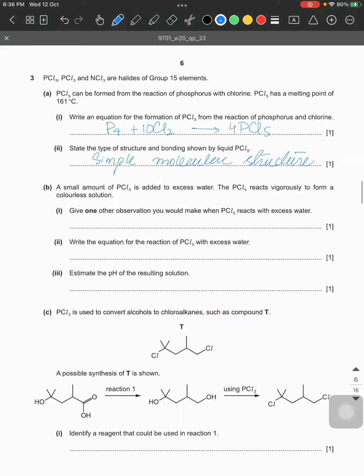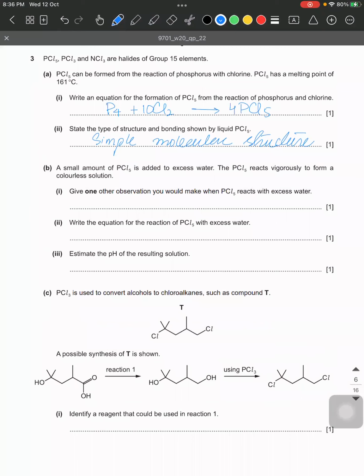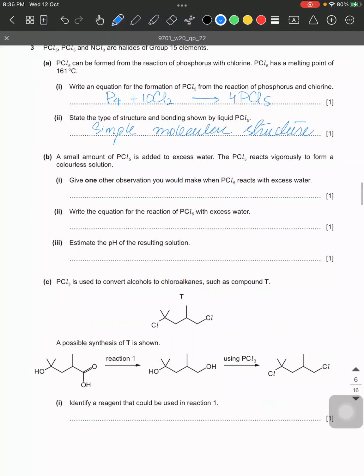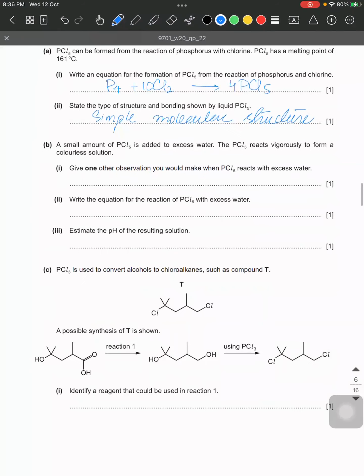And they are saying a small amount of PCl5 is added to excess water. The PCl5 reacts vigorously to form a colorless solution. Give one other observation you would make when PCl5 reacts with excess water. So you can say that definitely there will be some HCl molecules. So you can say that there are steamy fumes, right? You can say steamy fumes over there.